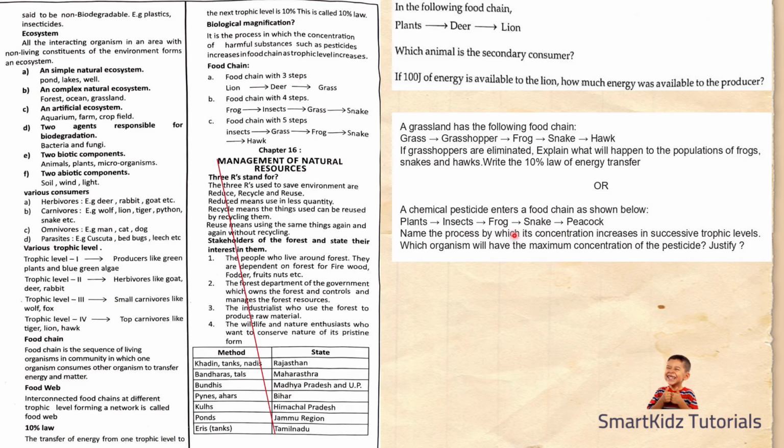Next one is a chemical pesticide enters the food chain as shown below: plants, insects, frogs, snakes, peacock. Name the process by which its concentration increases in successive trophic levels. Which organism will have the maximum concentration of the pesticide? Justify.